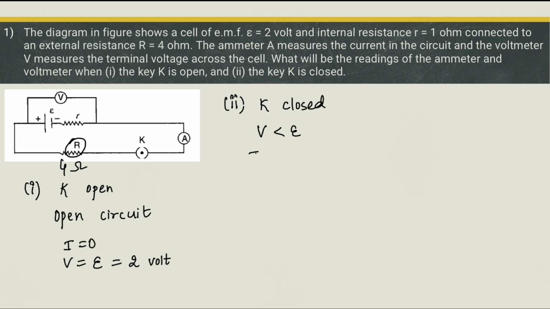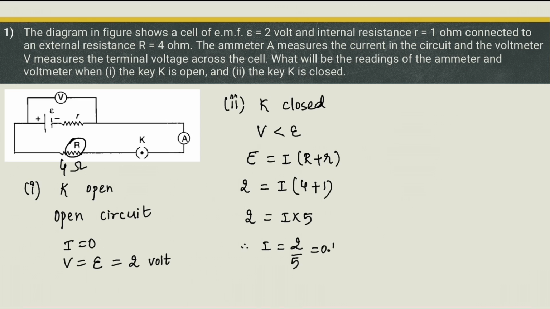For that, we must use the formula E is equal to I into (R plus r), where capital R is the external resistance, small r is the internal resistance of the battery. EMF 2 volt, current is I, capital R 4, small r is 1. So 2 is equal to I into 5. And current is equal to 2 upon 5, 0.4 ampere. So this much current flows in the circuit when key is closed.